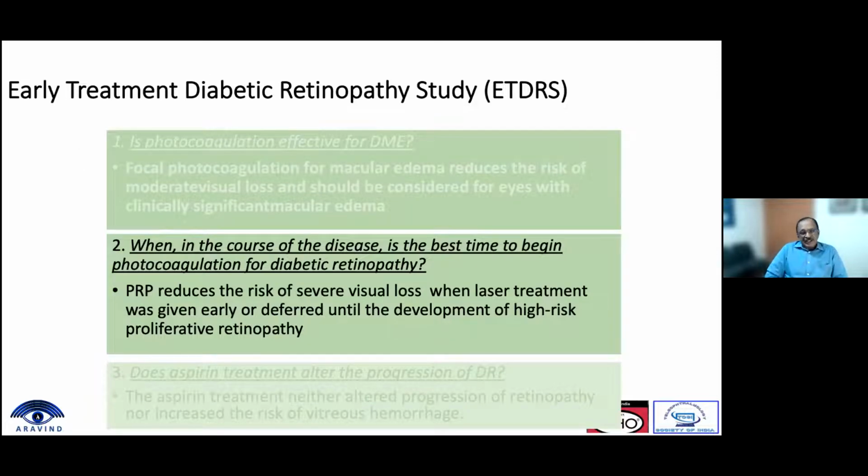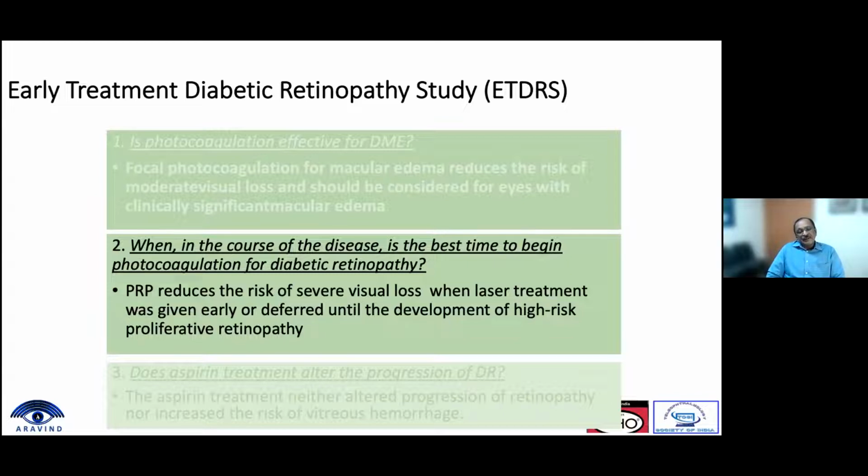The early treatment of diabetic retinopathy study, way back in the 1970s, gave us the actual reason for doing, or at least when to do. The DRS study had shown us that PRP definitely saves vision, but when to do it during the course of the disease or during the course of diabetic retinopathy, when do you do a pan-retinal photocoagulation?